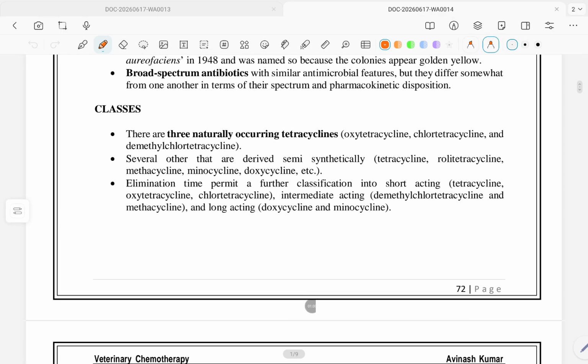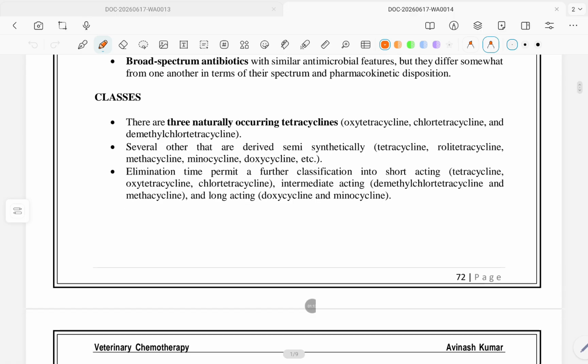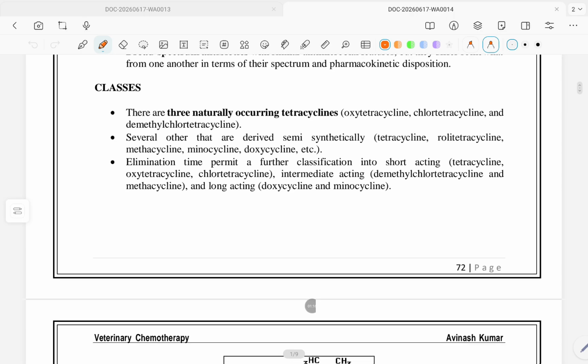Classes. There are three naturally occurring tetracyclines: oxytetracycline, chlortetracycline, and demeclocycline. Several others are derived semi-synthetically: tetracycline, methacycline, minocycline, doxycycline, etc.